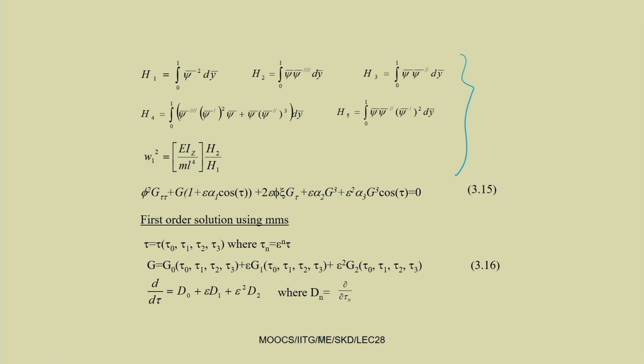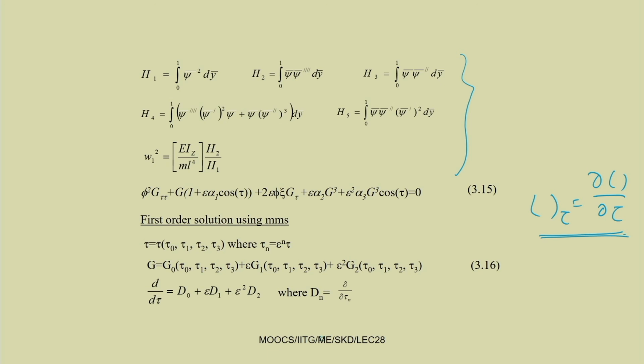So, now this equation is reduced to this form, that is phi square g double dot, where dot equal to del by del tau. So, this way you can write the first order solution. So, you can apply the method of multiple scales. In the previous case, what I have shown you in the base excited cantilever beam, we had taken multi-mode approximation. In this case I have taken only a single mode approximation.